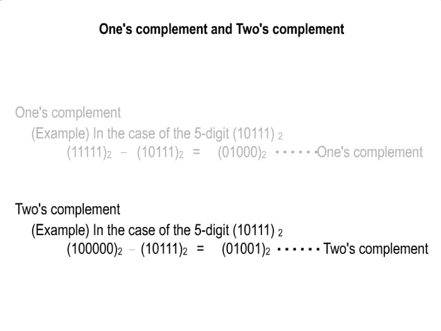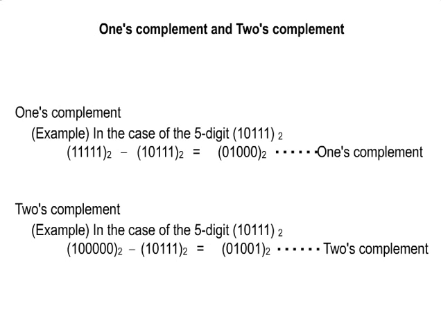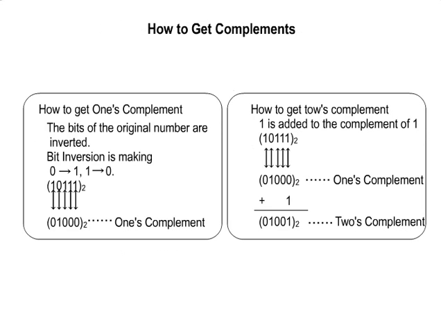2's complement. The number that results from subtracting a given number from the maximum number plus 1 within the given digits is the 2's complement of the given number. For example, in the case of 5-digit, 10111, base 2. 100000, base 2 minus 10111, base 2 equals 01001, base 2. 2's complement. Actually, when getting the complements simply, we can use a key property of binary numbers.